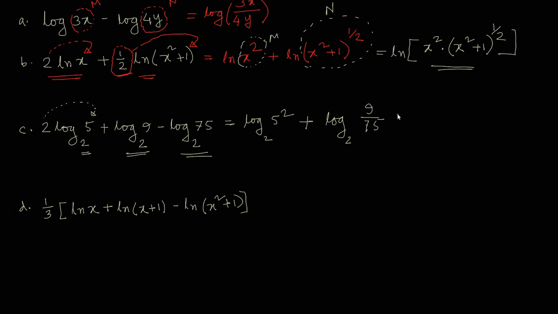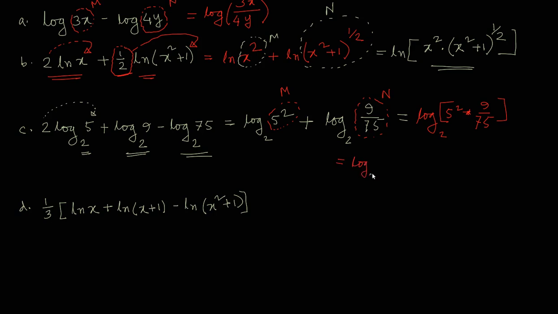So now let's do it more. Now I can say this is my m and this is my n. So I have logarithm m plus logarithm n. This is a product rule. So what can I write? I can write logarithm of m, which is 5 square, multiplied by n. What is my n? 9 over 75. And what is the base? Base is 2.